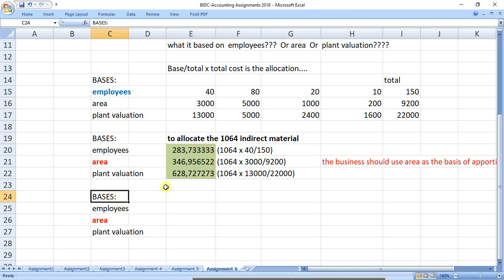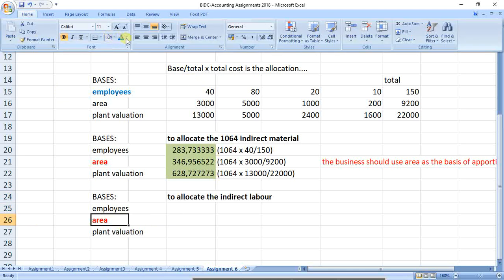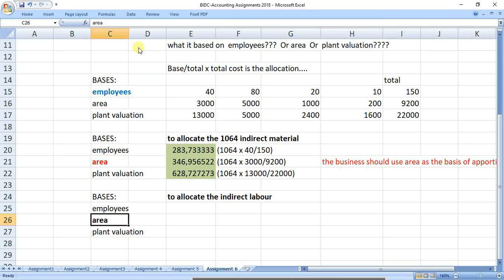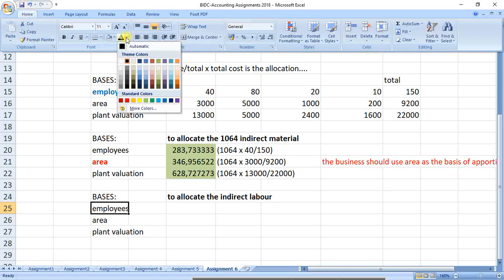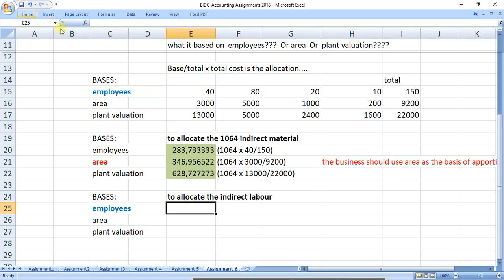Okay, so basis to allocate, so I'm going to copy this. To allocate the indirect labor. Okay, so you're not going to highlight area. You're not going to highlight that one because you're not going to use area. You're going to use employees. Okay, that's how I'm going to allocate my cost. Right, so the answer then is going to be this.